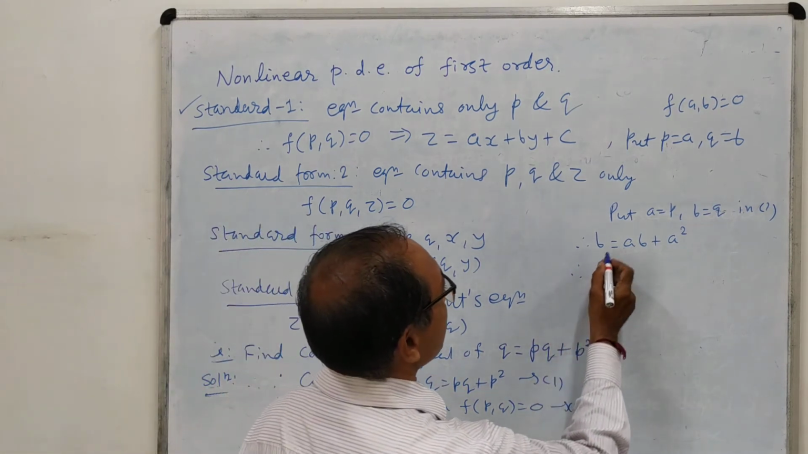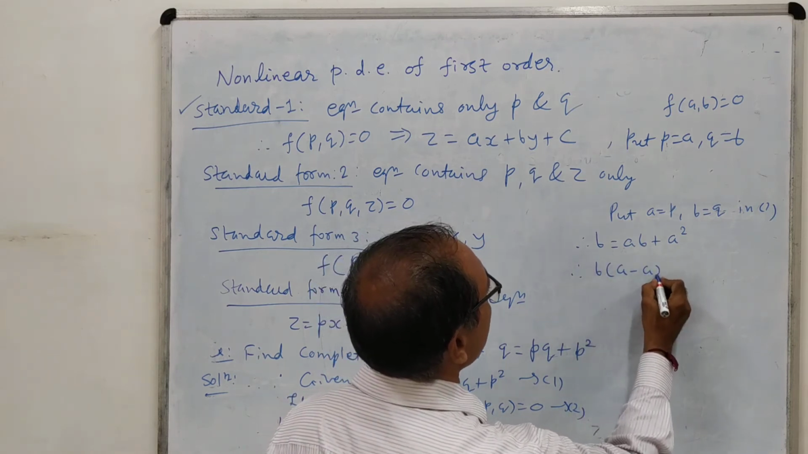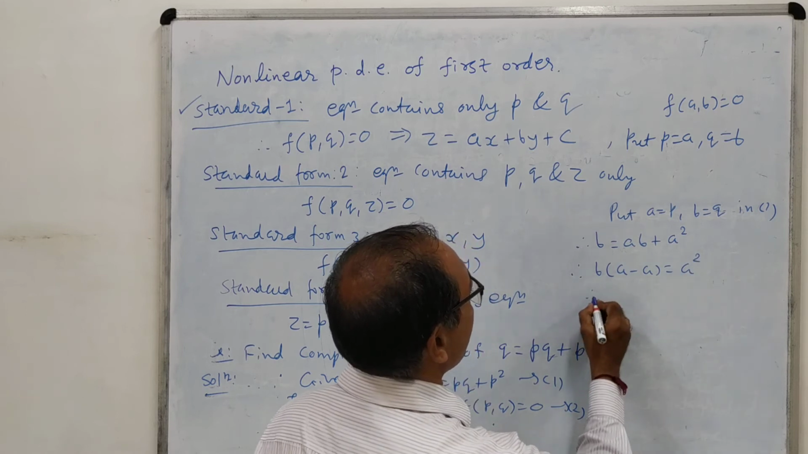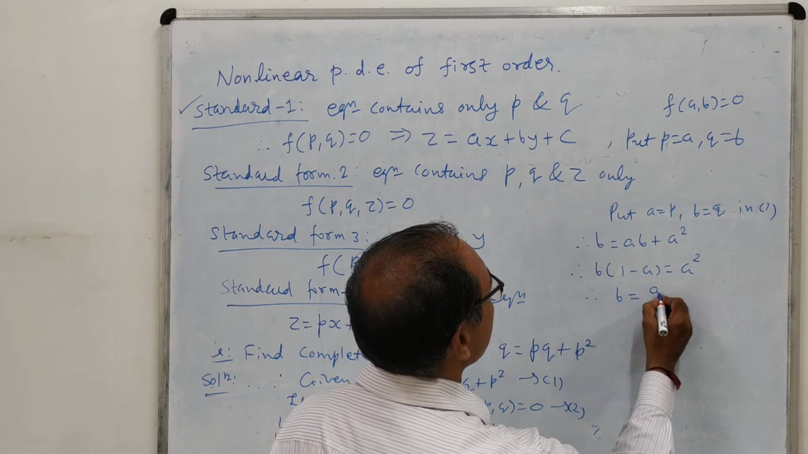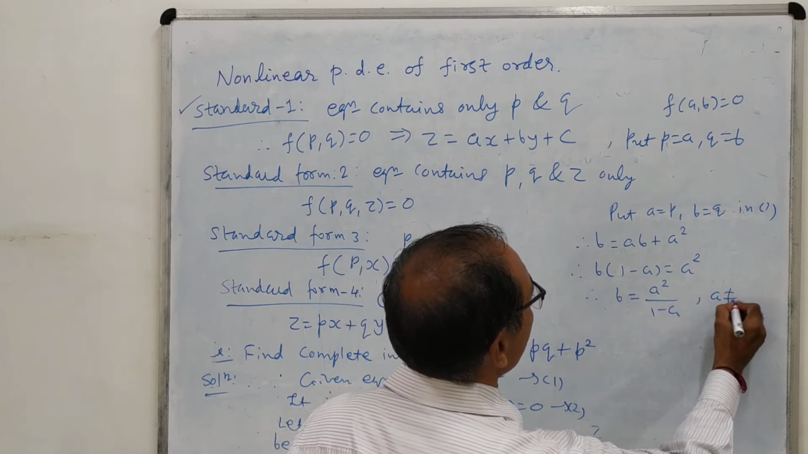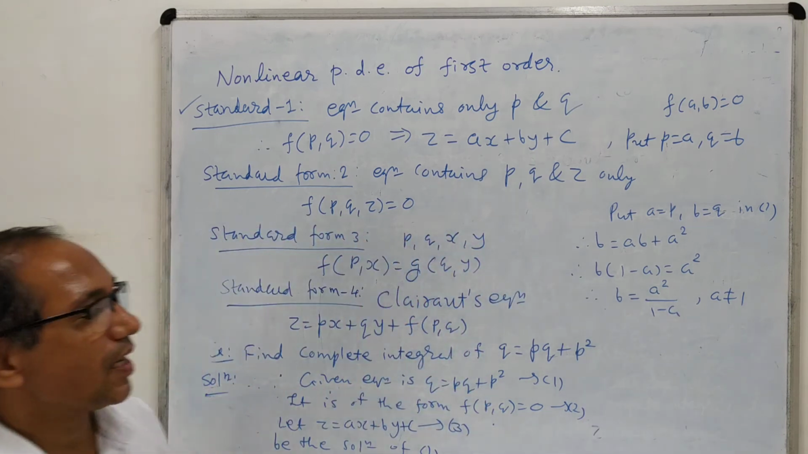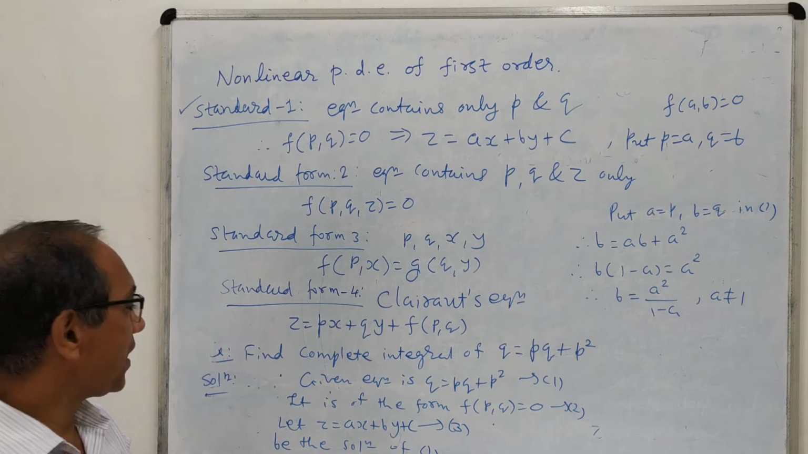If we take this ab on the left hand side, then we can have b into 1 minus a equal to a square. And therefore b equal to a square upon 1 minus a. But here we shall assume that a is not equal to 1, because if you put a equal to 1, then the denominator will become 0, and this is not proper. And therefore we have obtained the value of b in terms of a.